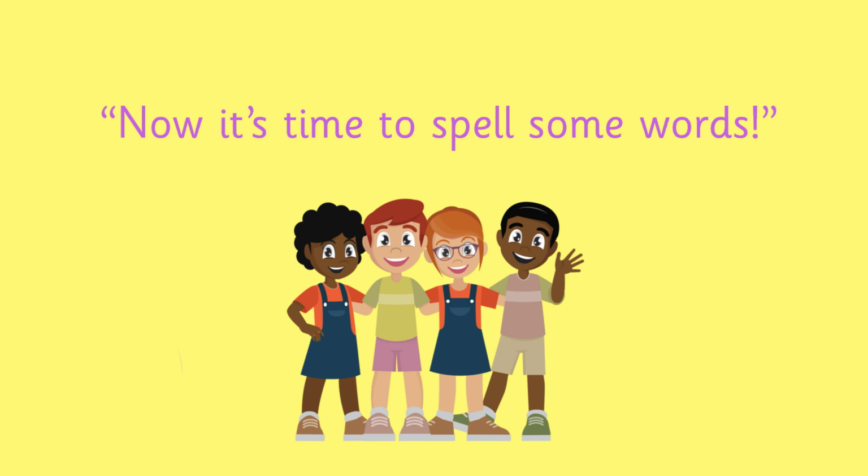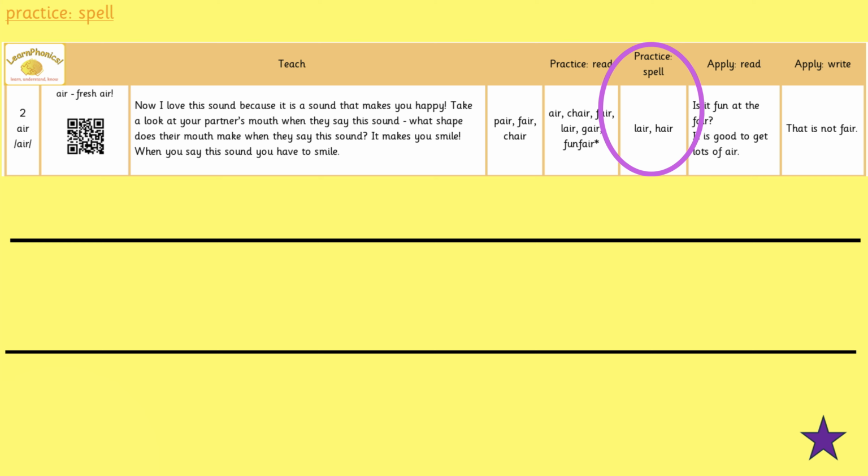And now we're at the next section, and we all say, for the sake of the routine, "Now it's time to spell some words." You've got those blank lines again, and you've got the purple star, which of course means check the planning. So you're not actually going to write anything just yet. You're going to tell the children the word that they need to spell.